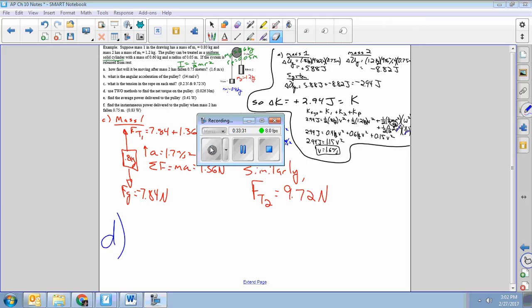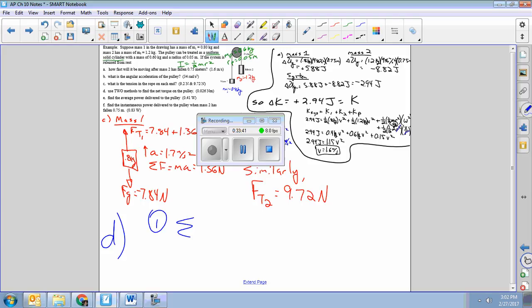All right, so here's what I want you guys to do. We only got a couple minutes, but question D says use 2 methods to find the net torque on the pulley. So here are the 2 methods. Option 1, net torque equals I alpha. Look, we found our alpha in part B, and we know the equation for I. Try it, see if it works.